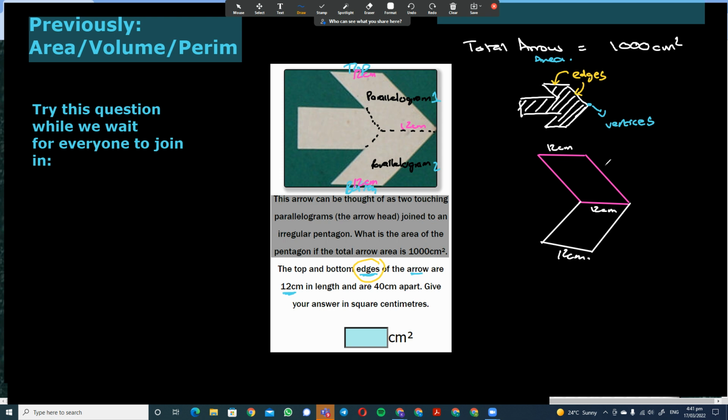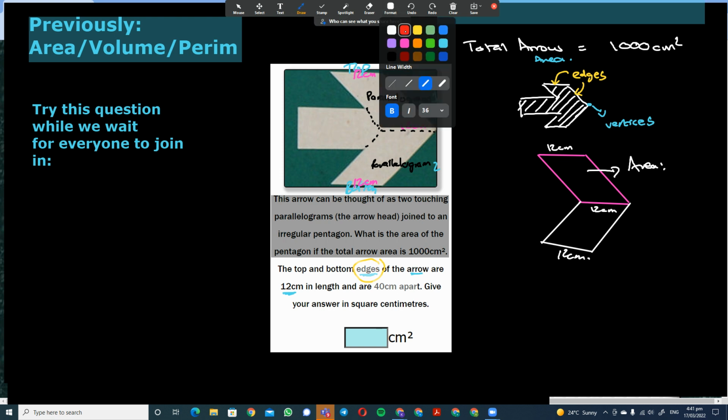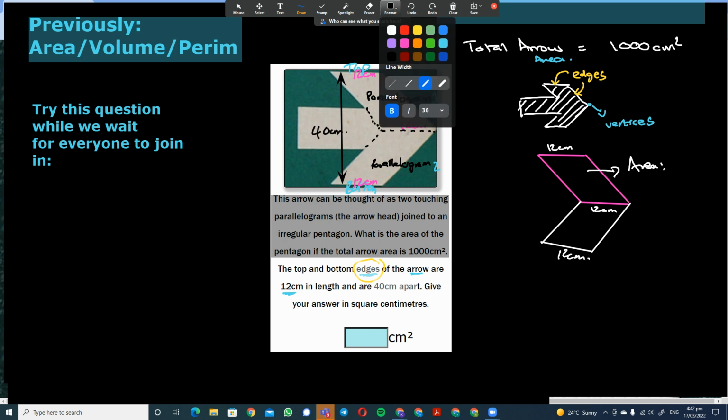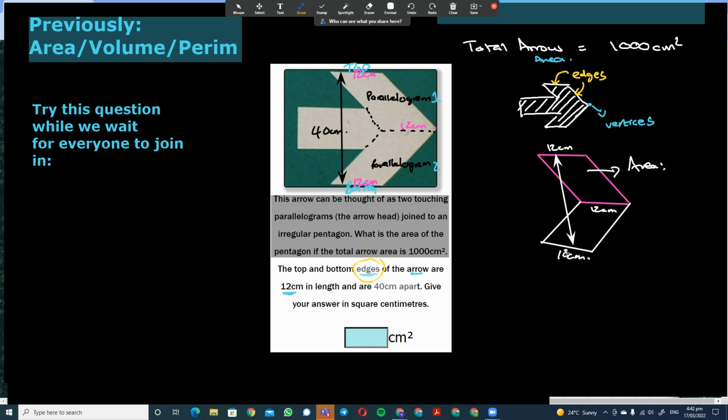So I need to know the formula to calculate the area of a parallelogram. And we also have to look at the next part. So let's finish the question. It says here they are 40 centimeters apart. These edges are 40 centimeters apart, which means that if I draw some kind of length downwards, that length over there is 40 centimeters, from there all the way down to there.